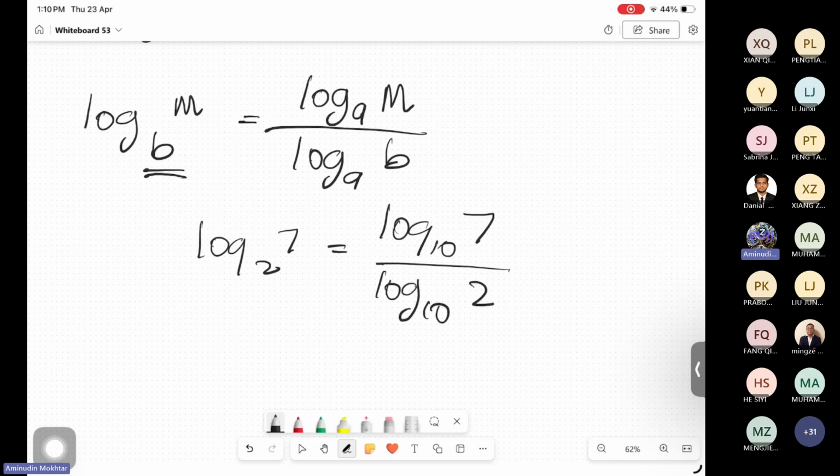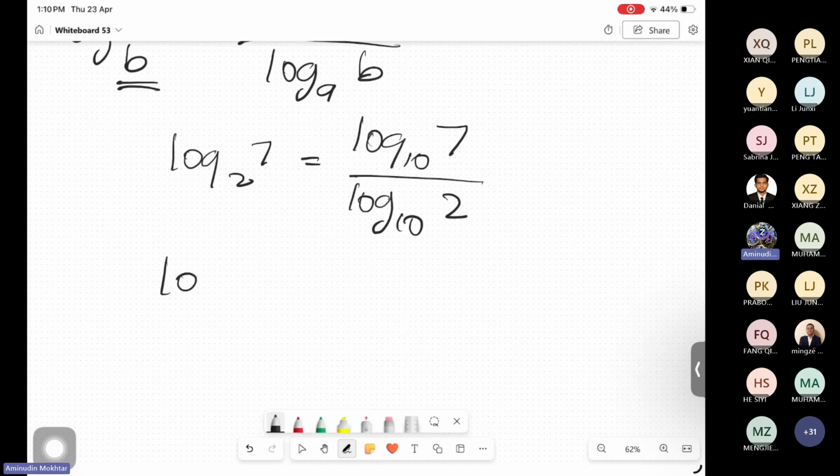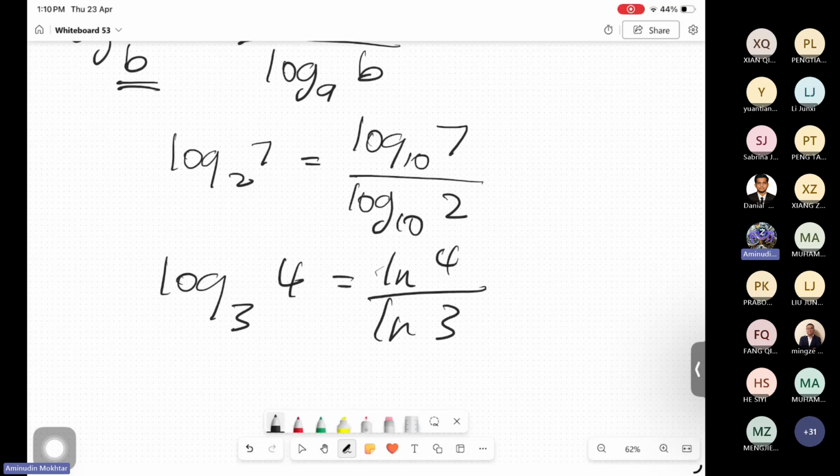Or another example, let's say we have log 3 of 4. We'd like to change to the ln. This is equal to ln 4 divided by ln 3. We will get the same answer. Okay, that's some properties of the log. All the properties are very important.